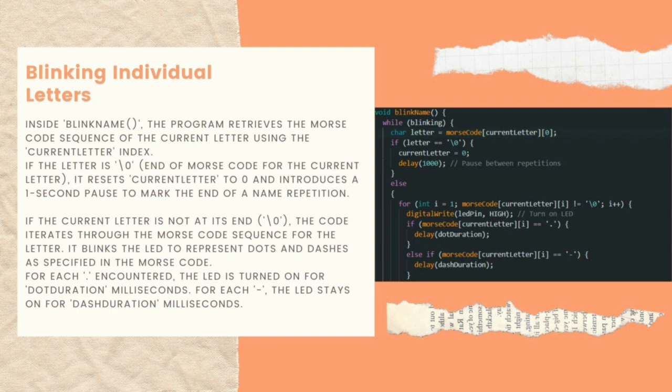Blinking individual letters. Inside blink name, the program retrieves the Morse code sequence of the current letter using the current letter index. If the letter is \0, the end of Morse code for the current letter, it resets current letter to 0 and introduces a 1-second pause to mark the end of a name repetition. If the current letter is not at its end, the code iterates through the Morse code sequence for the letter. It blinks the LED to represent dots and dashes as specified in the Morse code. For each dot encountered, the LED is turned on for dot duration milliseconds. For each dash, the LED stays on for dash duration milliseconds.